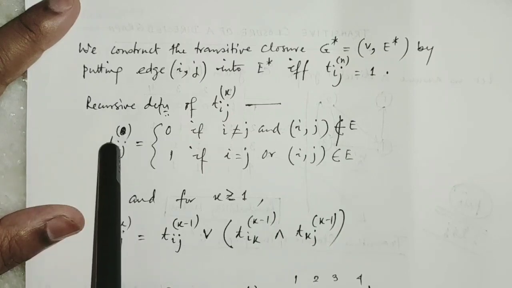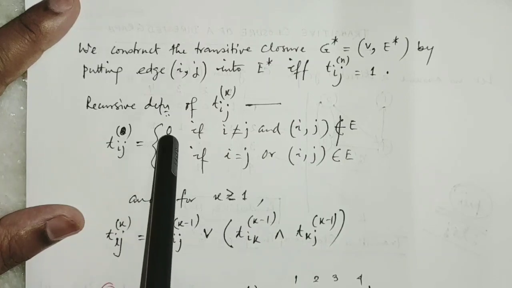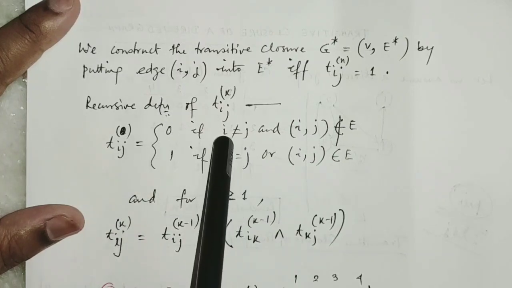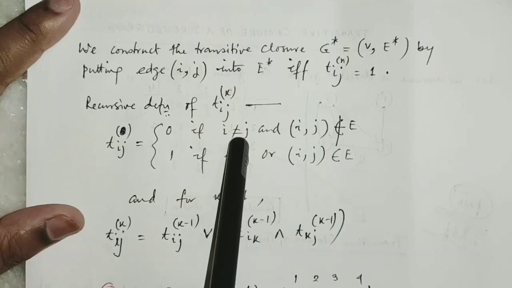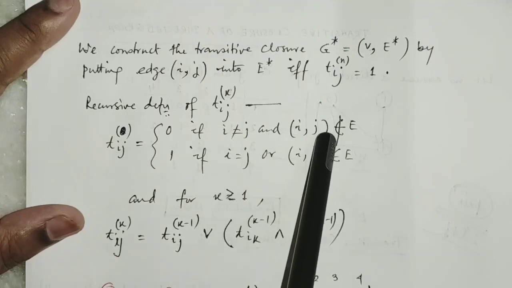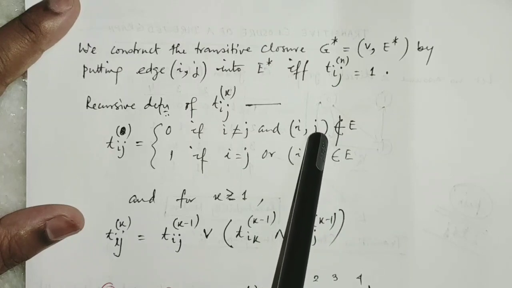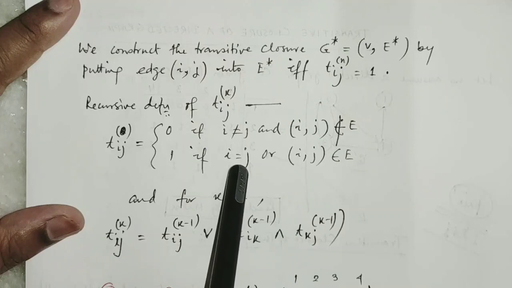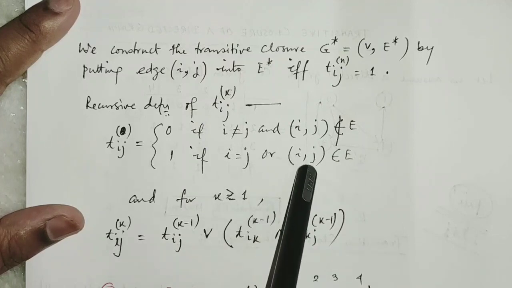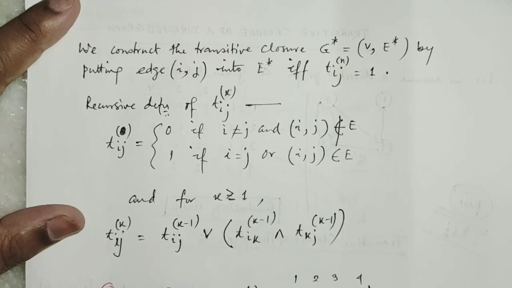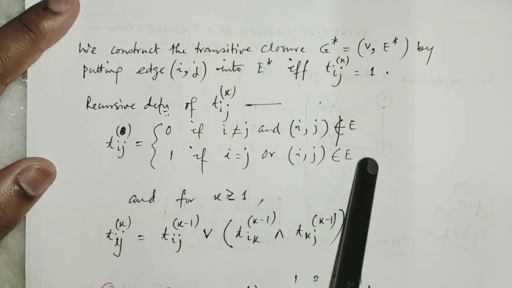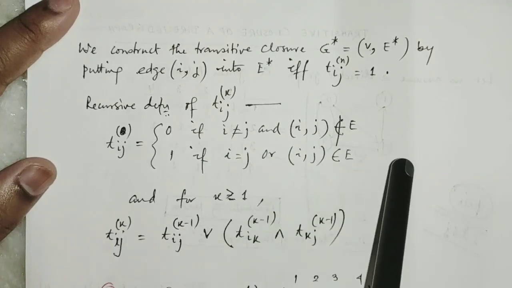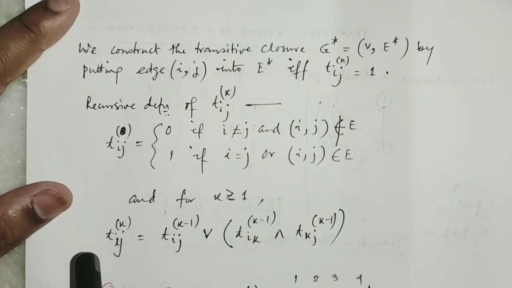It is like that. T0 of i j equals 0 if i not equal j, vertex number i not equal vertex number j, and there is no edge from i to j. It is 1 if i equals j or there is an edge from i to j. So that's why I told self-reachability, 1 to 1. This is one type of similarity you are getting. So it is basically representing the initial matrix of the graph. I'm coming later on as an example.